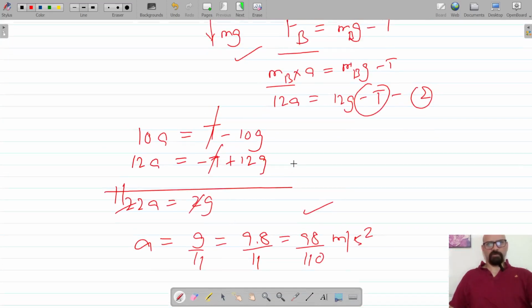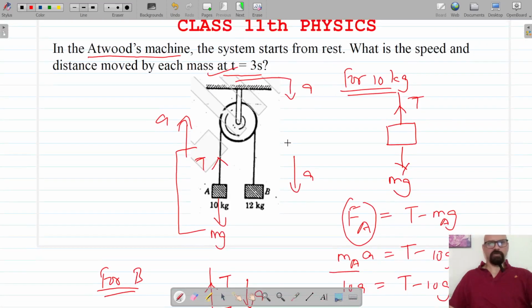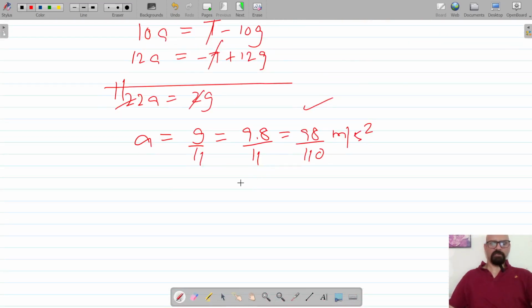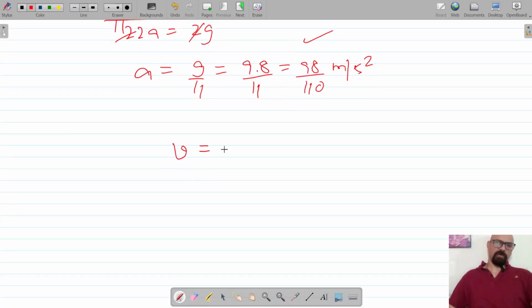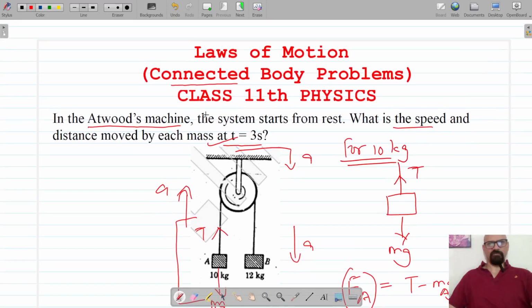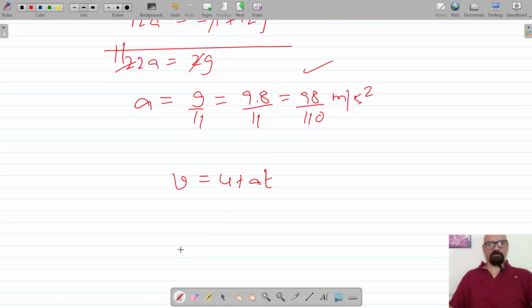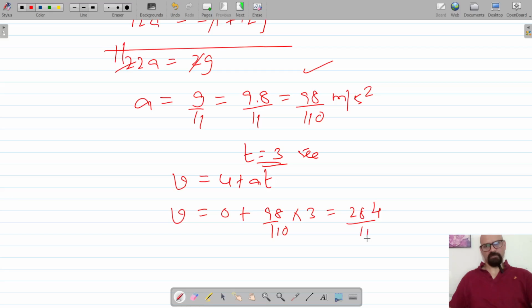I'm not going to calculate this because it is not asked in the question. So let's move straight on to the speed. Speed is given by the velocity acquired, and it's given that the system starts from rest, so the initial velocity of both masses is 0. So for the system, v = 0 + (9.8/11) times t, and we have to find the speed acquired after 3 seconds. So this is 9.8 times 3 divided by 11.